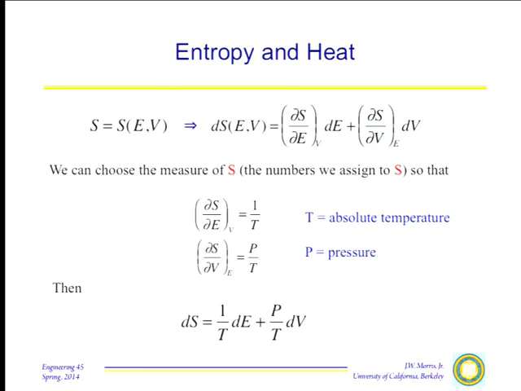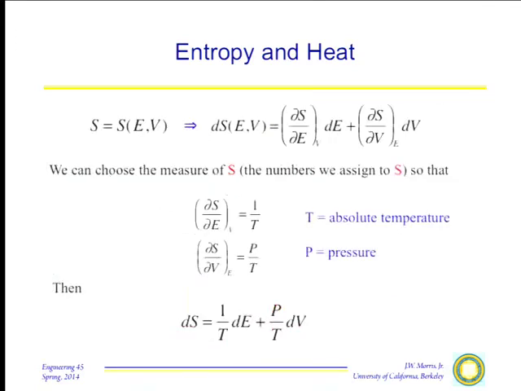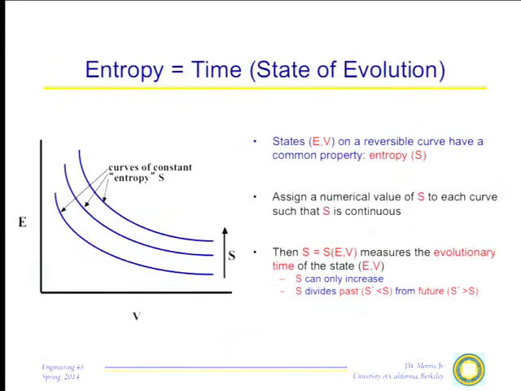So I can replace this formal description up here with something that's a little closer to home: dS is 1 over T dE plus P over T dV. Now, how do I get to the heat? Well, suppose I just multiply through by the temperature. The temperature, incidentally, as I've written it here, is also a positive definite quantity. I know it's positive definite because I defined the entropy so that the entropy increased as I went up in energy.